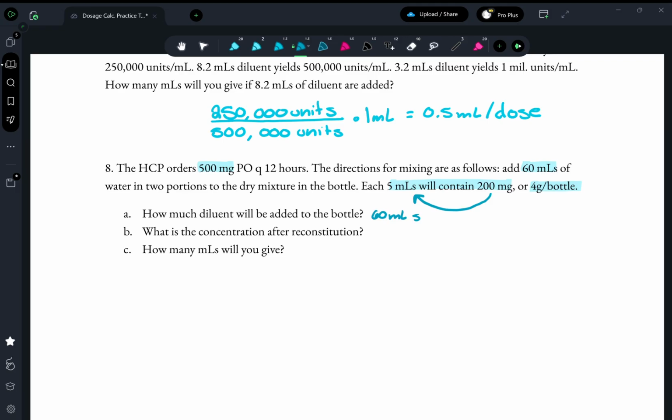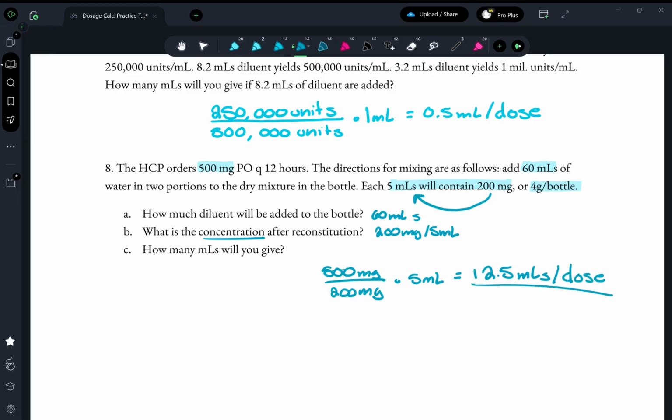This already we know is going to be 200 milligrams per 5 mLs, our concentration, before we've even done any math. So we've answered 2 out of 3 questions. Then we're going to ignore the 60 because we don't care about it anymore. And we're going to divide the 500 by the 200, multiplying it by the 5 mLs we have available. And then we're going to get 12.5 mLs per dose. And we're done.